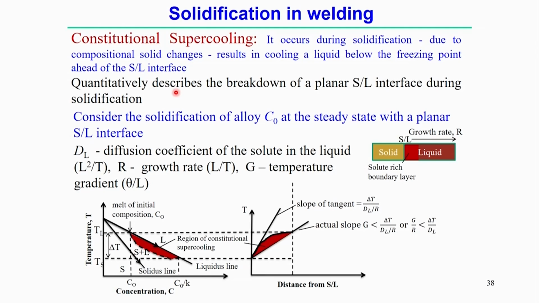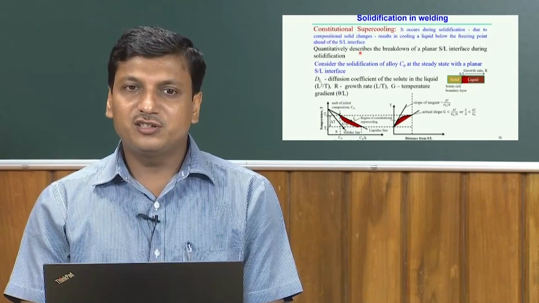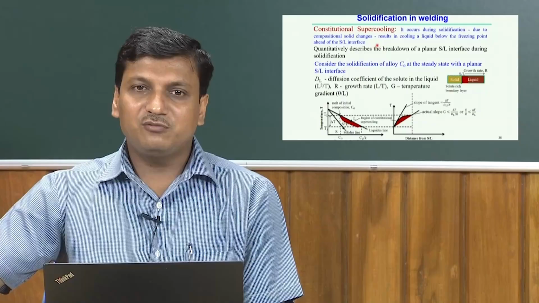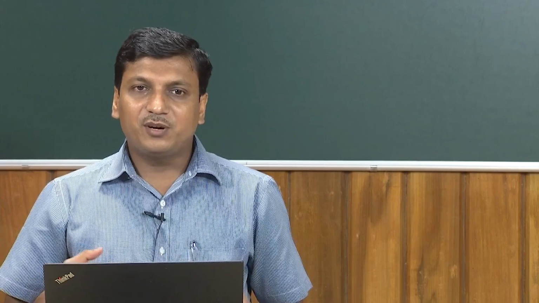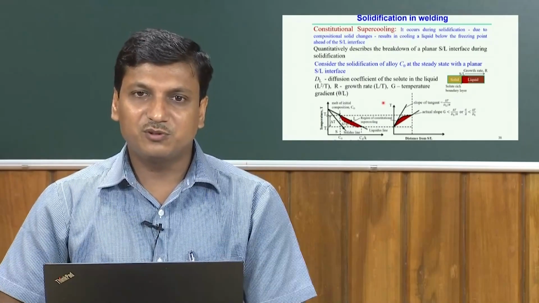Actually, this constitutional supercooling mainly affects, or better describes, the amount of supercooling that depends on the compositional changes, specifically for the alloy material. Graphically we can represent here that this region marked by red color represents the region of the constitutional supercooling, or we can say the amount of supercooling in case of alloy. This amount of supercooling generally exists during the solidification process of specifically the alloy metal.